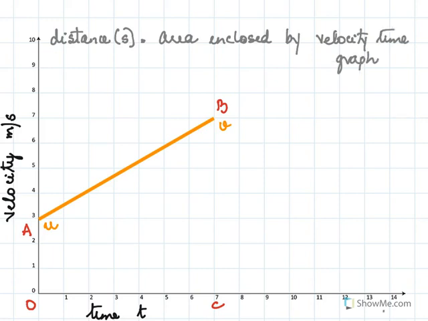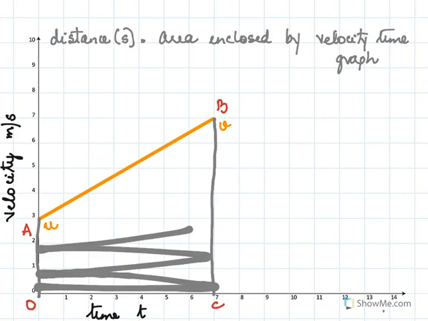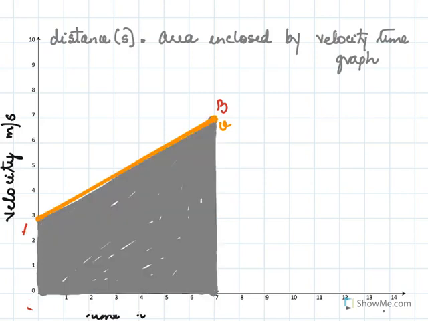Now let's see which is the area enclosed by the velocity time graph. So here is a velocity time graph. This entire region is the area enclosed by the velocity time graph. So here I have shaded the area. Now this area is equal to the distance S. So if I can calculate this area, that's the area of OABC, that would give me my distance traveled by this body in time T.